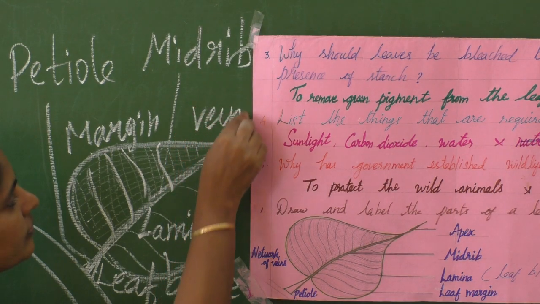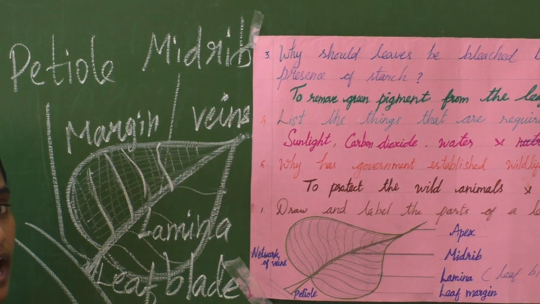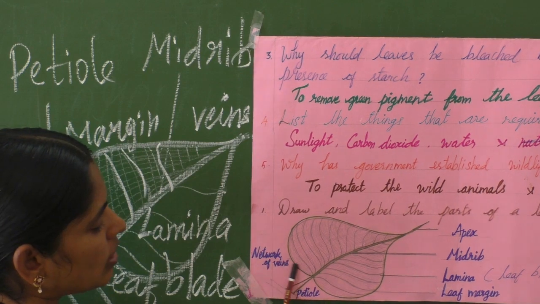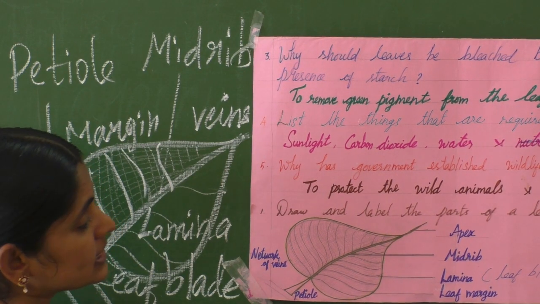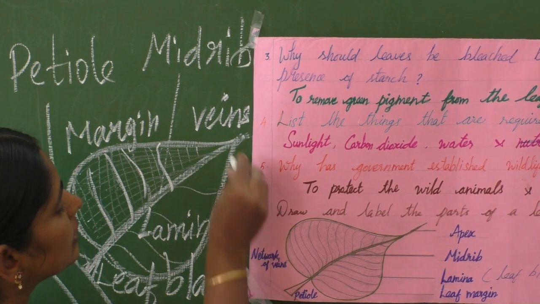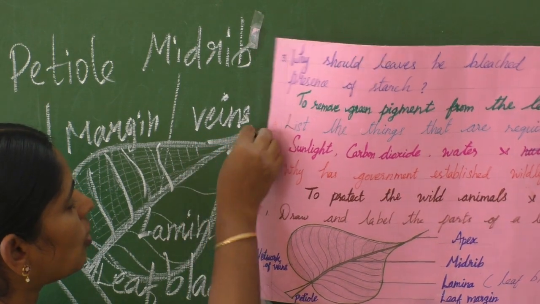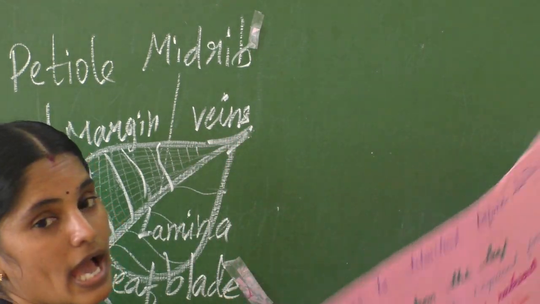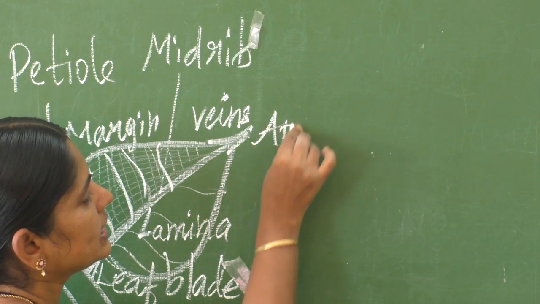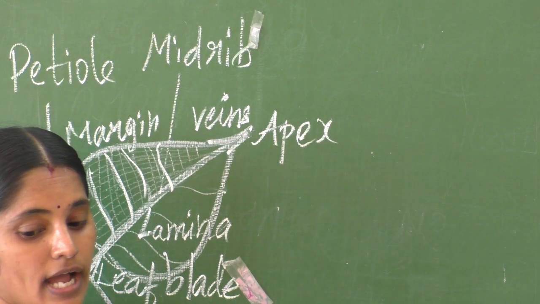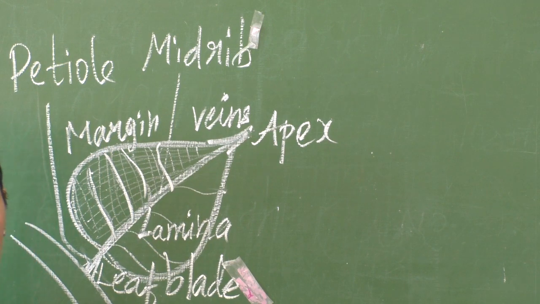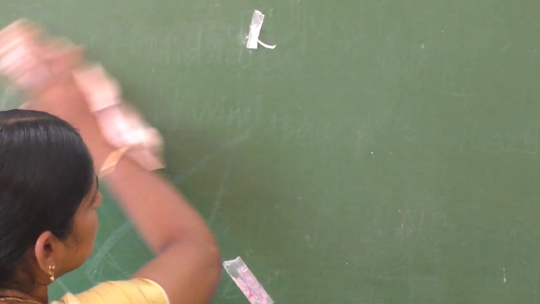What is this? Veins, V-E-I-N-S. Network of veins. Then this tip of the leaf, the corner, this edge we call it as what? Apex, A-P-E-X. Apex. Clear, children?